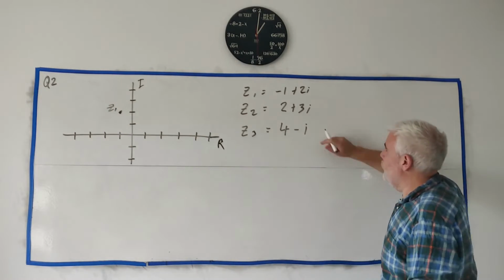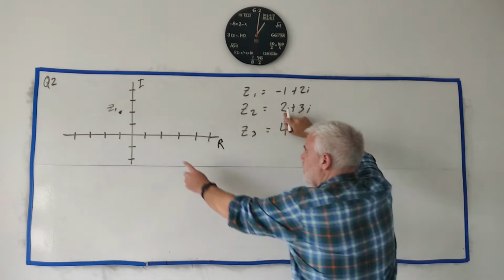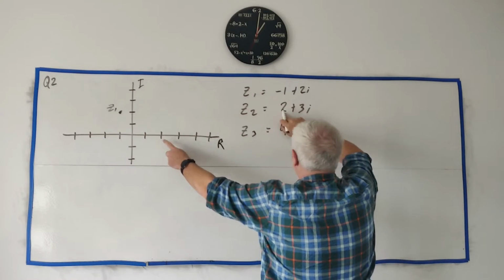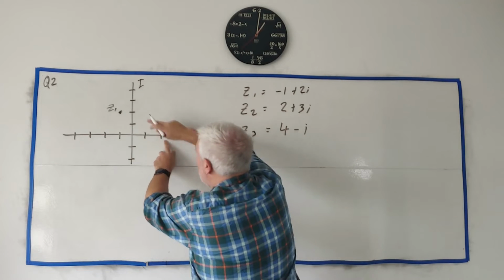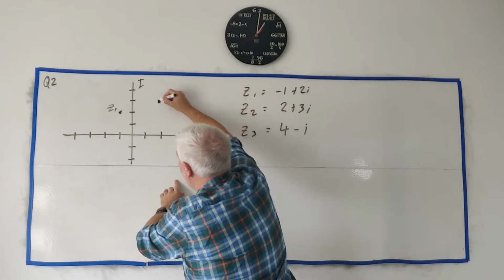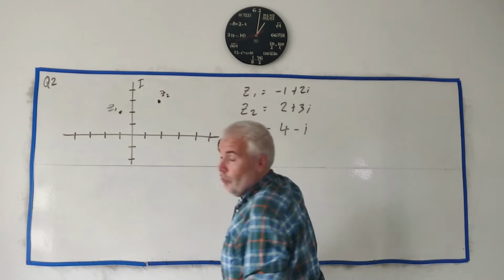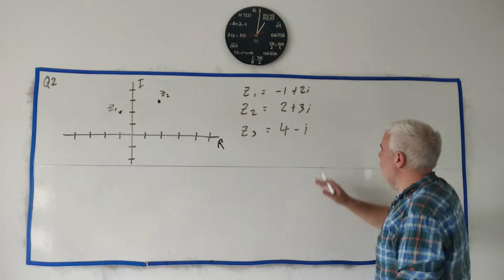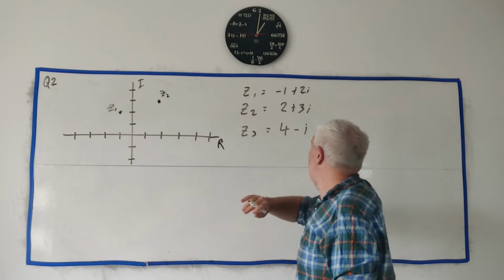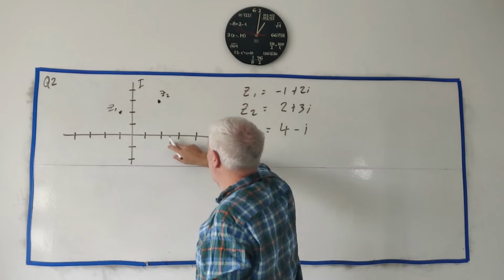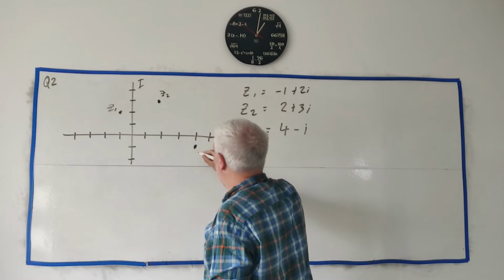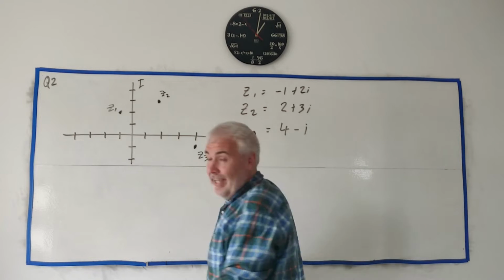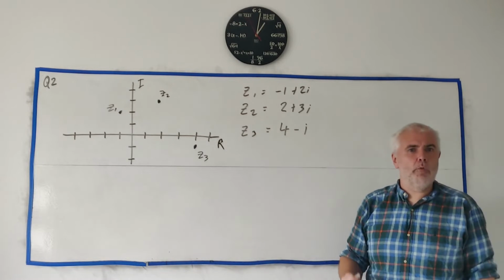We do that for the next two. +2 real, that's 1, 2. I don't have the numbers in, to save myself time. And +3 on the imaginary. So it's 2, 3. That meets over here. There's Z2. And Z3 is 4 minus i. That goes 1, 2, 3, 4, and minus 1 somewhere down around here. That's Z3. That's it for part A 1.